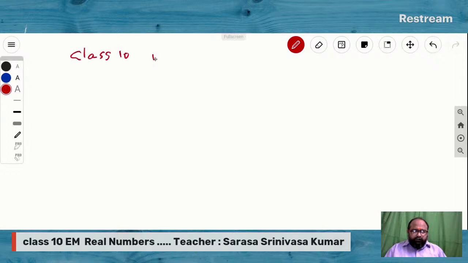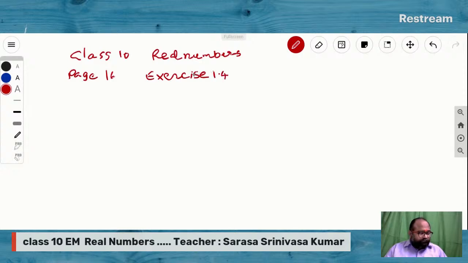Class 10 real numbers. Students, you can refer to page number 16, exercise 1.4. The first problem.